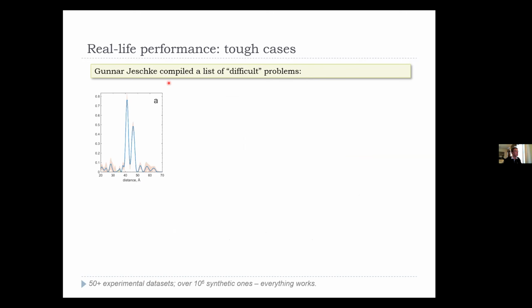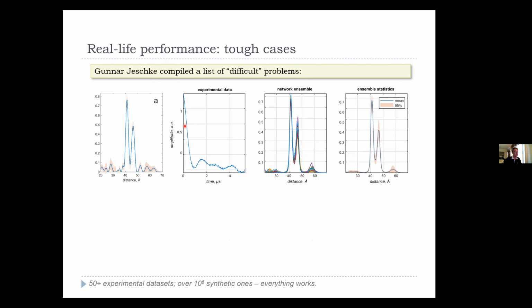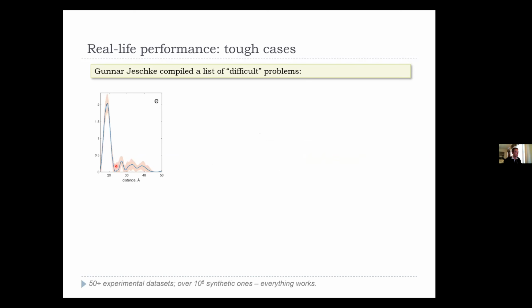And then the guys at ETH were kind enough to compile a list of really difficult problems for us where they knew that DEER analysis was struggling. So for example, these baseline artifacts, neural networks either don't have them or correctly output complete uncertainty for them. This pedestal, remember, I had it. This is something where you have a sharp peak next to a broad peak.